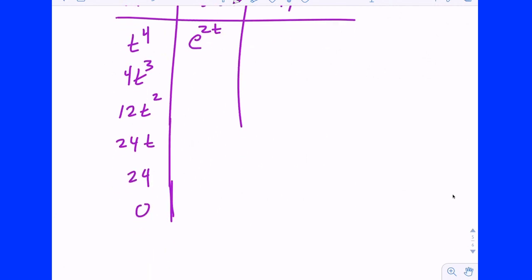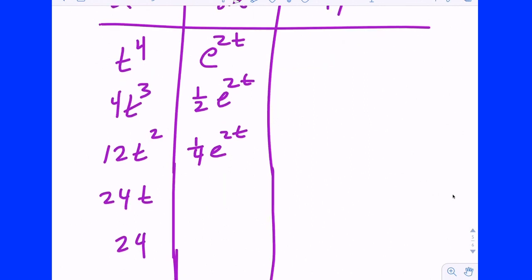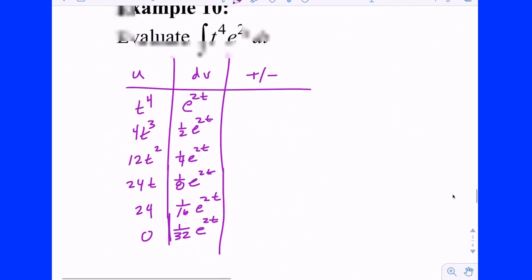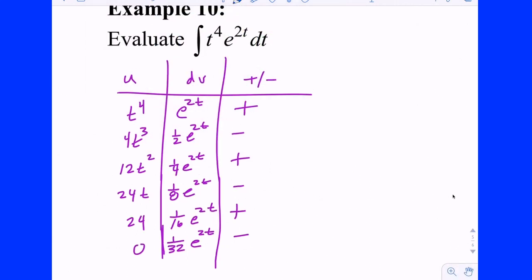And every time you take the antiderivative, you're going to have to do what? Make a correction of a 1/2. Good. So 1/2 e to the 2t, 1/4 e to the 2t, 1/8 e to the 2t, 1/16 e to the 2t, 1/32 e to the 2t, and you could keep going there, but we'll stop because we hit 0 there. And then plus, minus, plus, minus, plus, minus. Alternate signs. Now we're ready to expand it out.